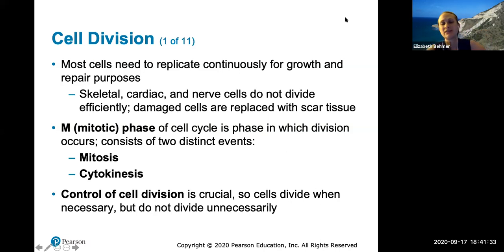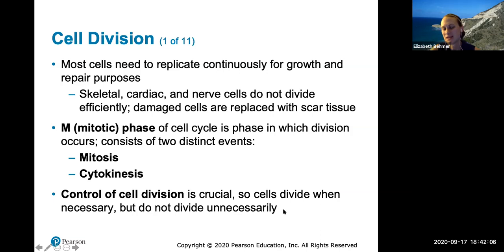Cellular division then is mitosis. Your cells need to replicate themselves continuously for growth and repair, especially your skeletal, cardiac, and nerve cells, which do not divide very efficiently, so damaged cells will be replaced with scar tissue. The mitotic phase is divided into mitosis and cytokinesis. And control of cell division is extremely crucial, so cells divide when necessary, but do not divide unnecessarily.